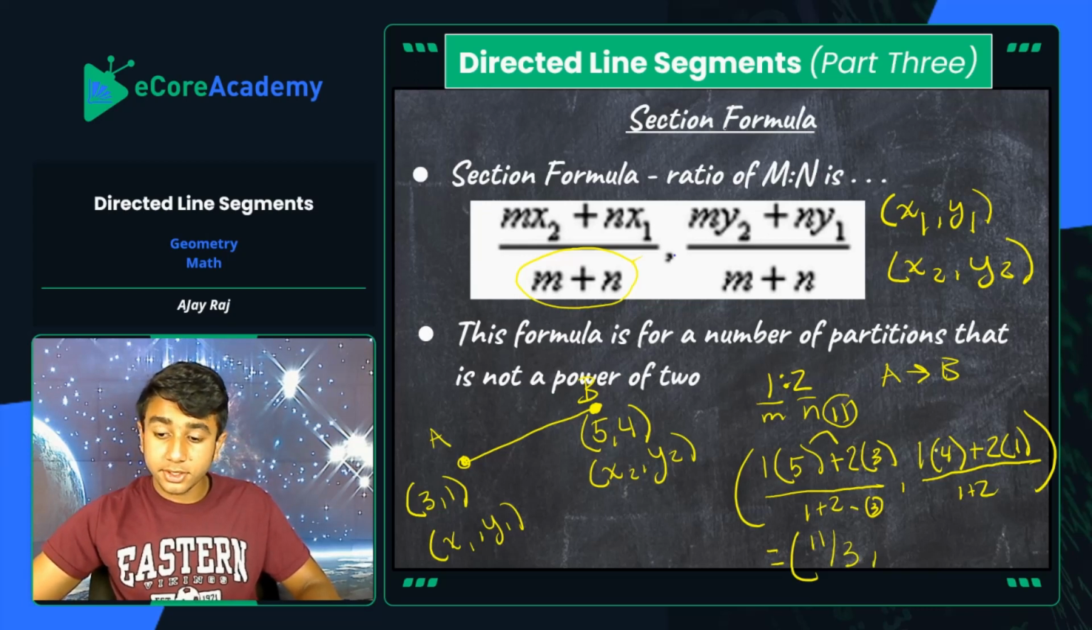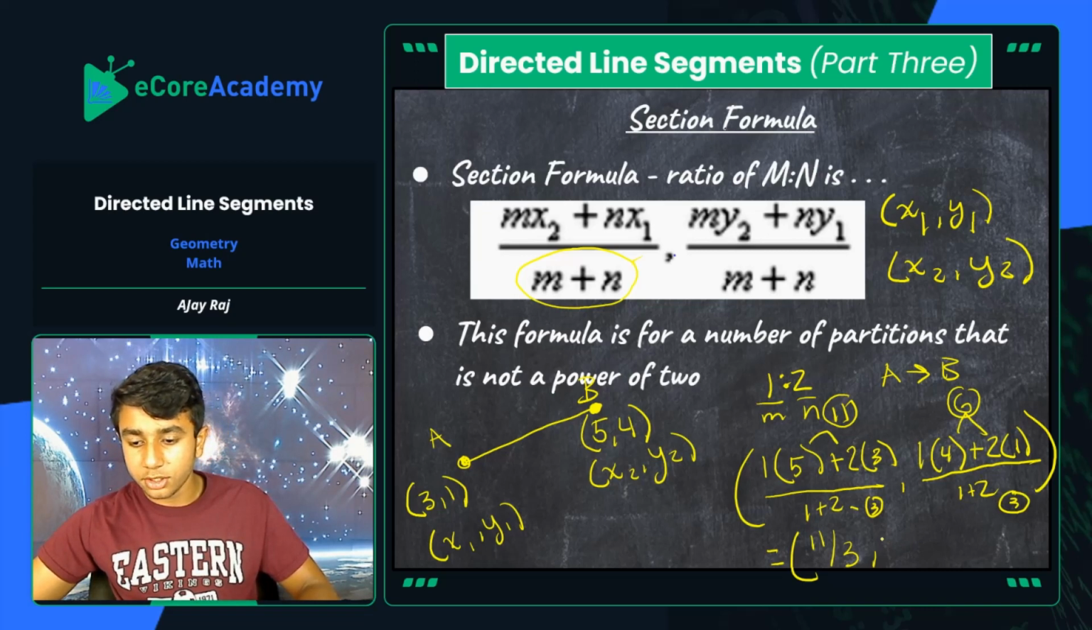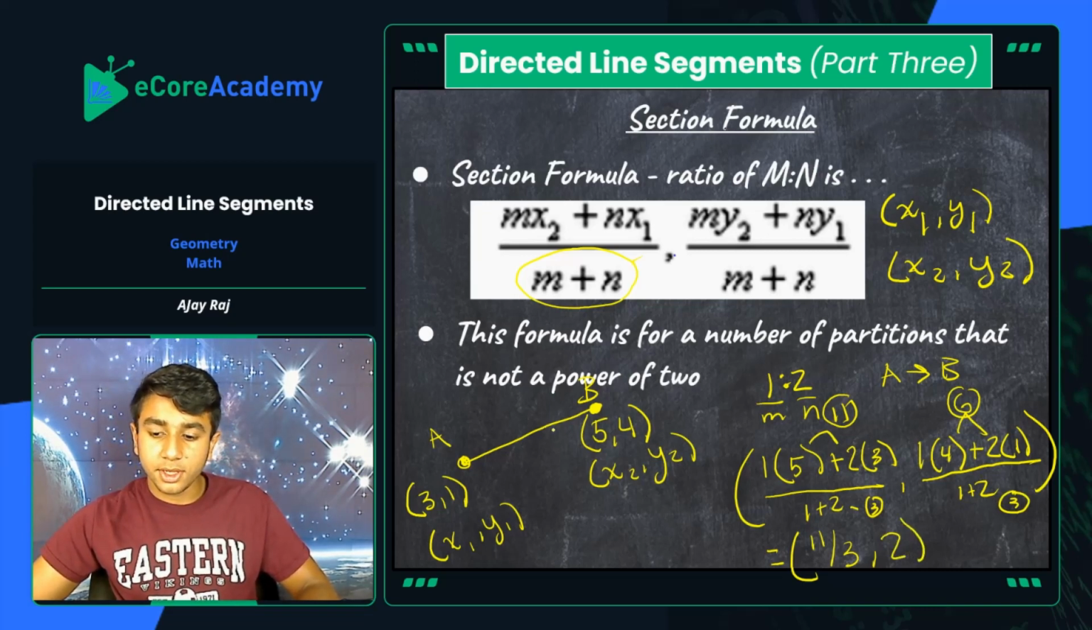And then we're going to multiply this side together. So 1 times 4 is 4, and 2 times 1 is 2. So 4 plus 2 is 6. So they add to 6. And then 1 plus 2 is 3. So we're going to keep this at 3. 6 divided by 3 is 2. So our y value is going to be 2. So the partitioning point here is going to be 11 over 3, comma 2.